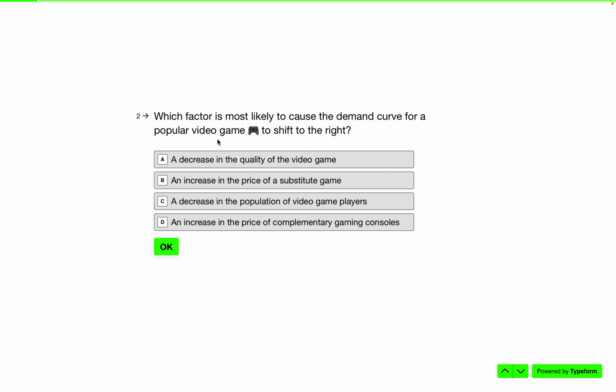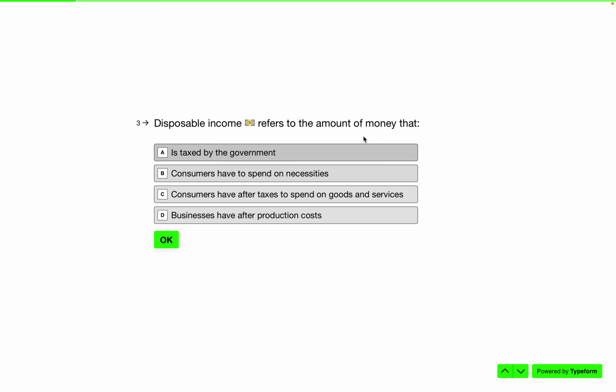Yeah, right? So if this is Banjo-Kazooie, and then Donkey Kong Country becomes more expensive, then Banjo-Kazooie is going to become more popular because people aren't going to buy Donkey Kong Country. A decrease in the population of video game players? Nope. An increase in the price of a complementary gaming console? Nope. These would all make it go down except for B, and so the answer is B.